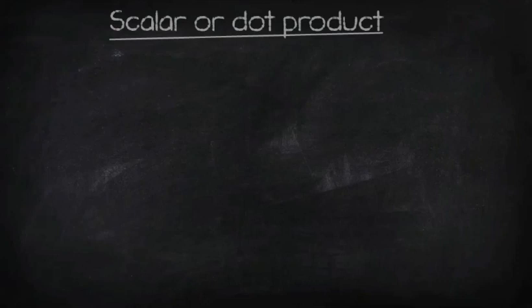Which we call scalar or dot product. It's also known as vector 2, and this topic can be very tricky. That's why I have taken my time to tackle this topic.